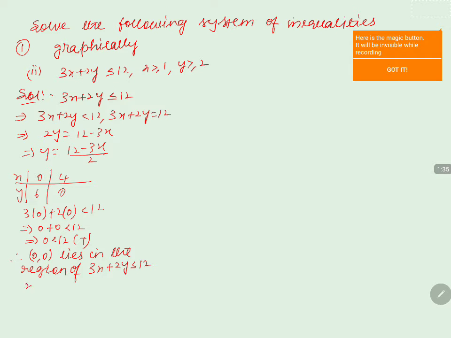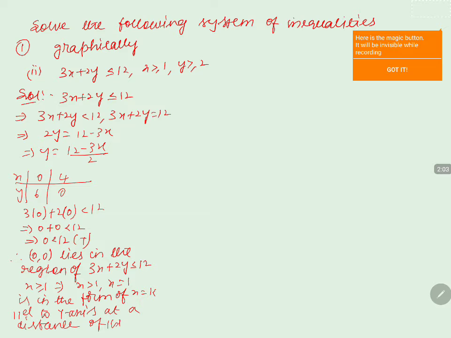While the next one is x greater than or equal to 1, we will get it as x greater than 1, x is equal to 1. While x is equal to 1 is in the form of x is equal to k, parallel to y-axis at a distance of 1 unit from the origin.